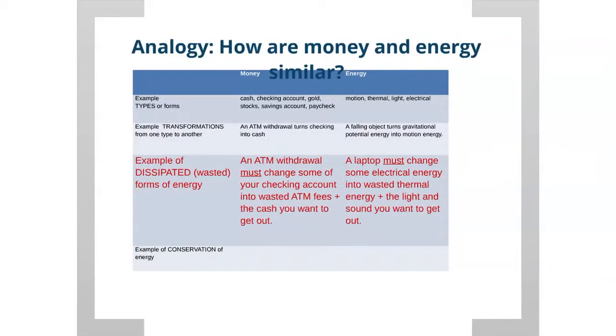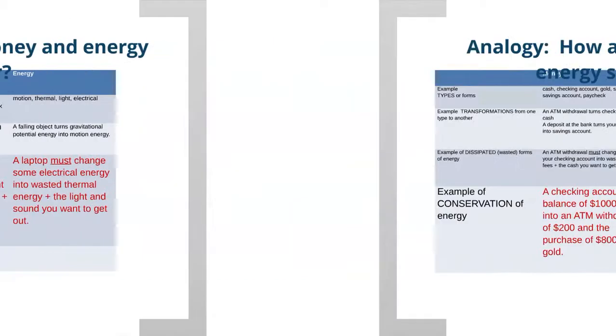So when we go back to our analogy, when we say wasted energy, that's like an ATM fee, like a fee you were charged just to get out the cash you wanted. Or your laptop, it gets really, really hot. You don't need your laptop to get hot. You need it to produce some light and sound, but it gets hot as well. So it's kind of like the cost of doing business.